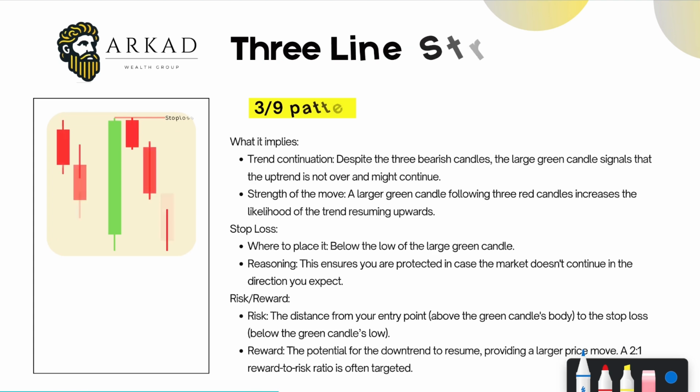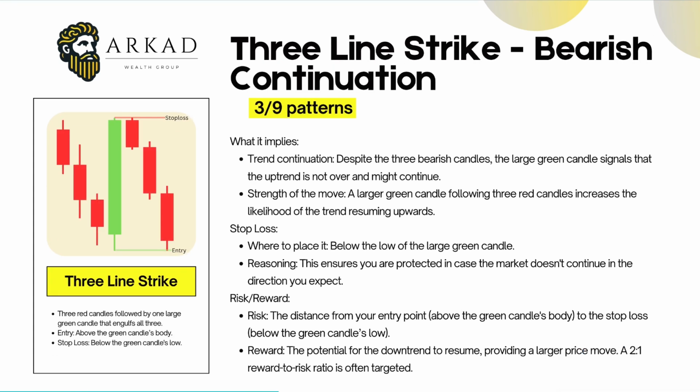Next up, our third, we have the 3-line strike, bearish continuation. What it implies: despite the 3 bearish candles, so 1 bear, 2 bear, 3 bear, a large green candle signals the uptrend is not over and might continue, because it's not a 100% guarantee. The strength of the move, a larger green candle following 3 red candles, increases the likelihood of the trend resuming upwards.